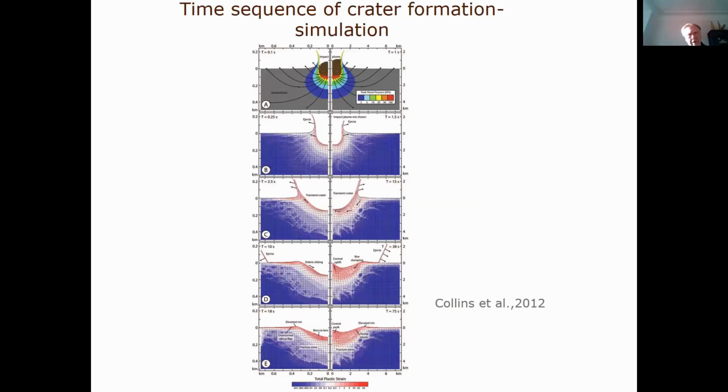Now, a simple time sequence is here to emphasize the knowns and the unknowns of these crater formation processes. In this sequence, we have a pressure wave, a shock wave traveling from the point of impact, and it's divided in two. The left one is a simple crater. You can see that from the depth and the size of it, and the right one is a complex crater.